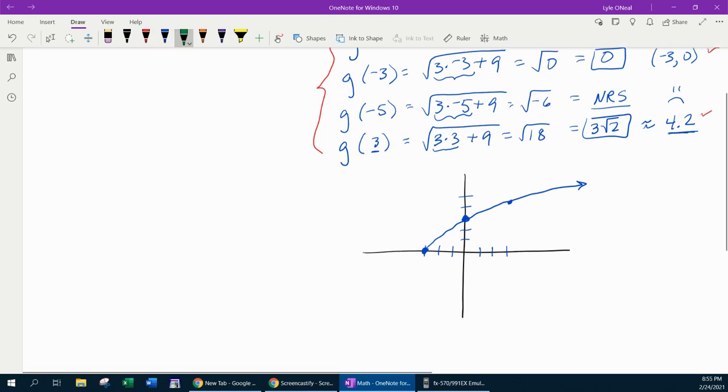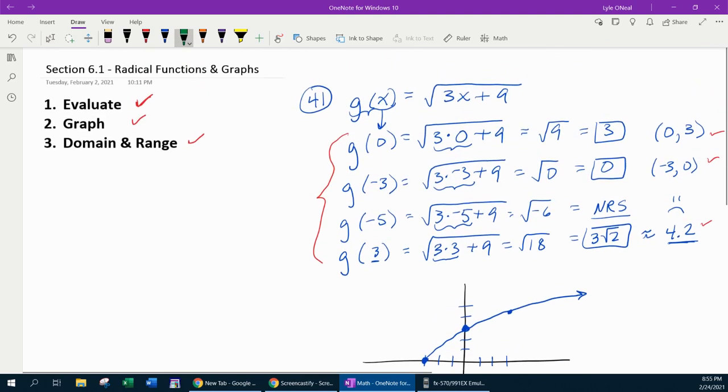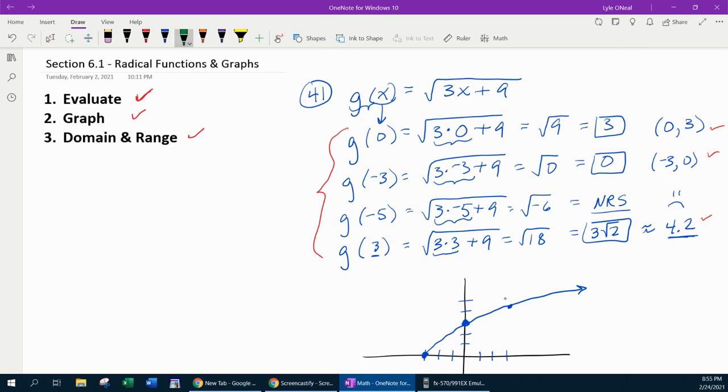Okay, so now at this point, we're going to do domain and range. Since our function is a square root function, that means it has an index of 2, we know that this radical function will have a restriction. And the restriction on a square root function says that the radicand, which is the stuff under the radical, must be greater than or equal to 0. That is the restriction on a square root function.